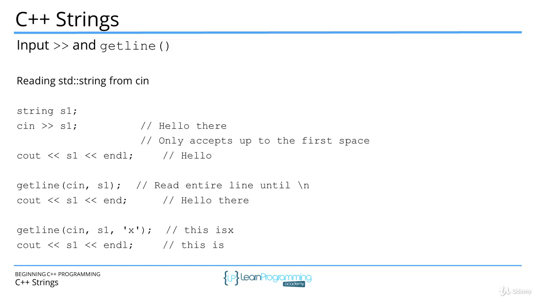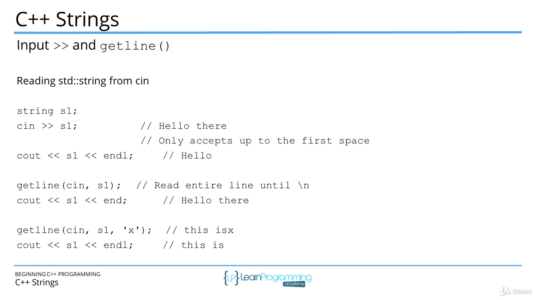Suppose we've defined S1 as a C++ string, and we extract a string from cin as usual. Now, suppose I type in "hello there". When I display S1, I will only see "hello". The "there" was not extracted. This is because the extraction operator stops when it sees white space.